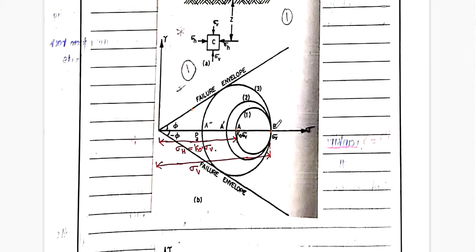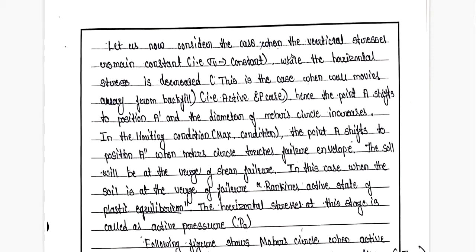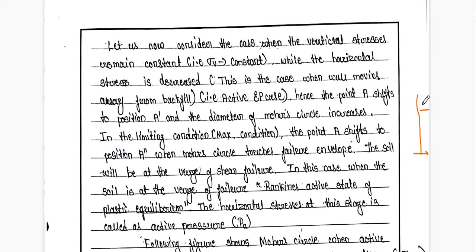Now on this Mohr circle, we are going to draw sigma v and sigma h. First case, when the soil is at rest, I have drawn sigma v and sigma h. If the soil is at rest, the soil is not going to fail. Now if I consider the active earth pressure, what is going to happen? Let us consider this as a retaining wall.